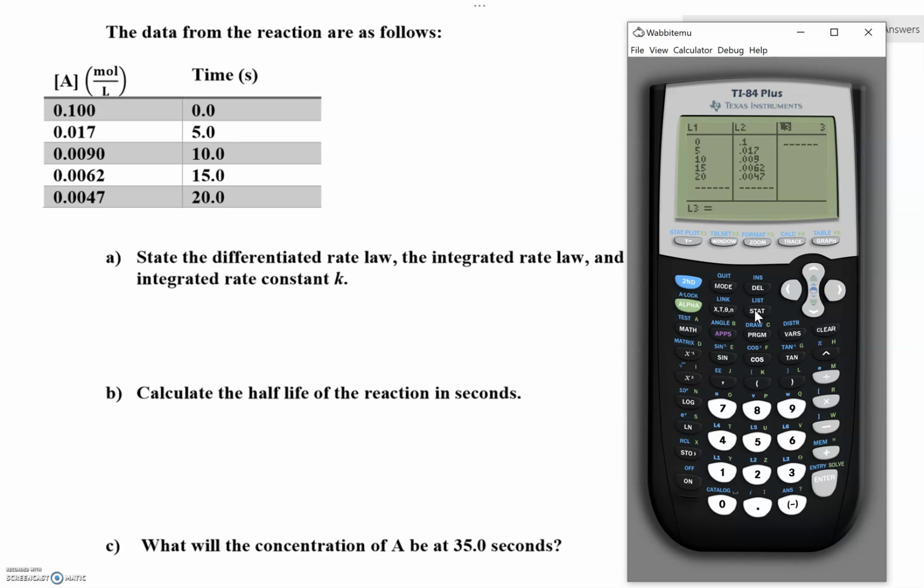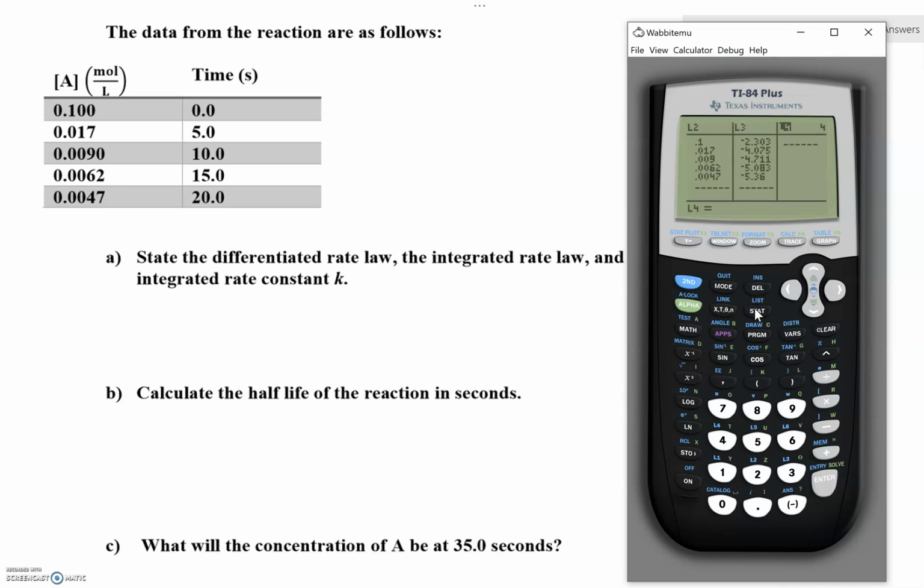So let's go to L3, and we'll instruct the calculator to take the natural log of everything that's in L2. And let's graph this. So we're going to go up here. Let's turn this one off, and let's turn plot 2, which is already set up to graph L1 versus L3, on, and we'll graph it, and we'll zoom to the data. And that is clearly also not a straight line.